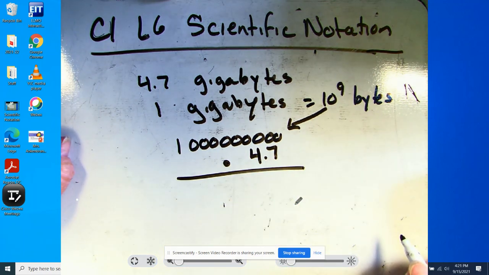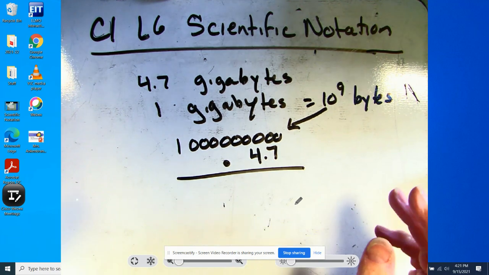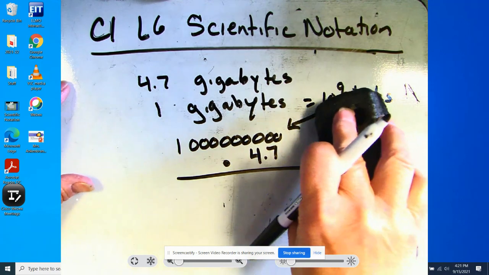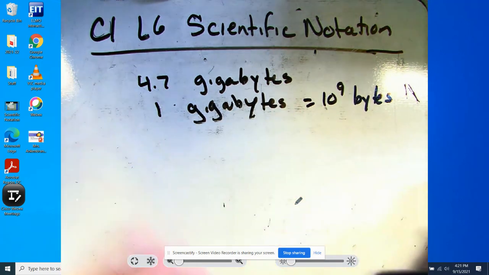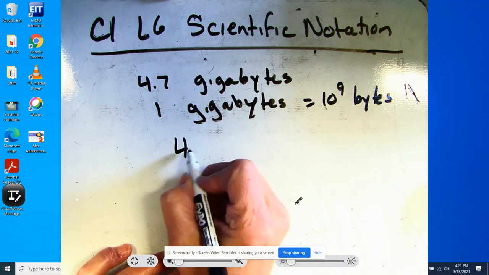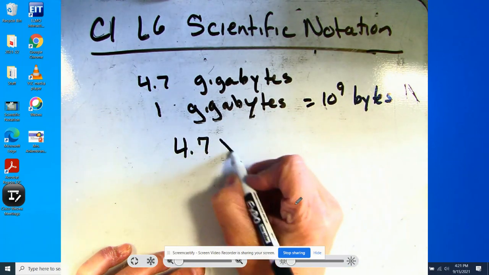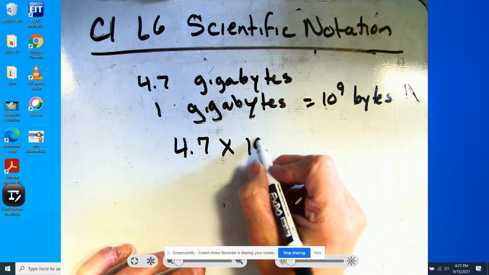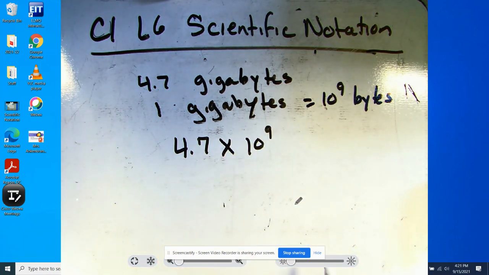That's a lot of work. And it's a lot of zeros. And if you leave a zero off, you make a gigantic mistake. So what we're going to do is we are going to take our 4.7 and we're going to multiply it times 10 to the power of 9, which is what I just said.